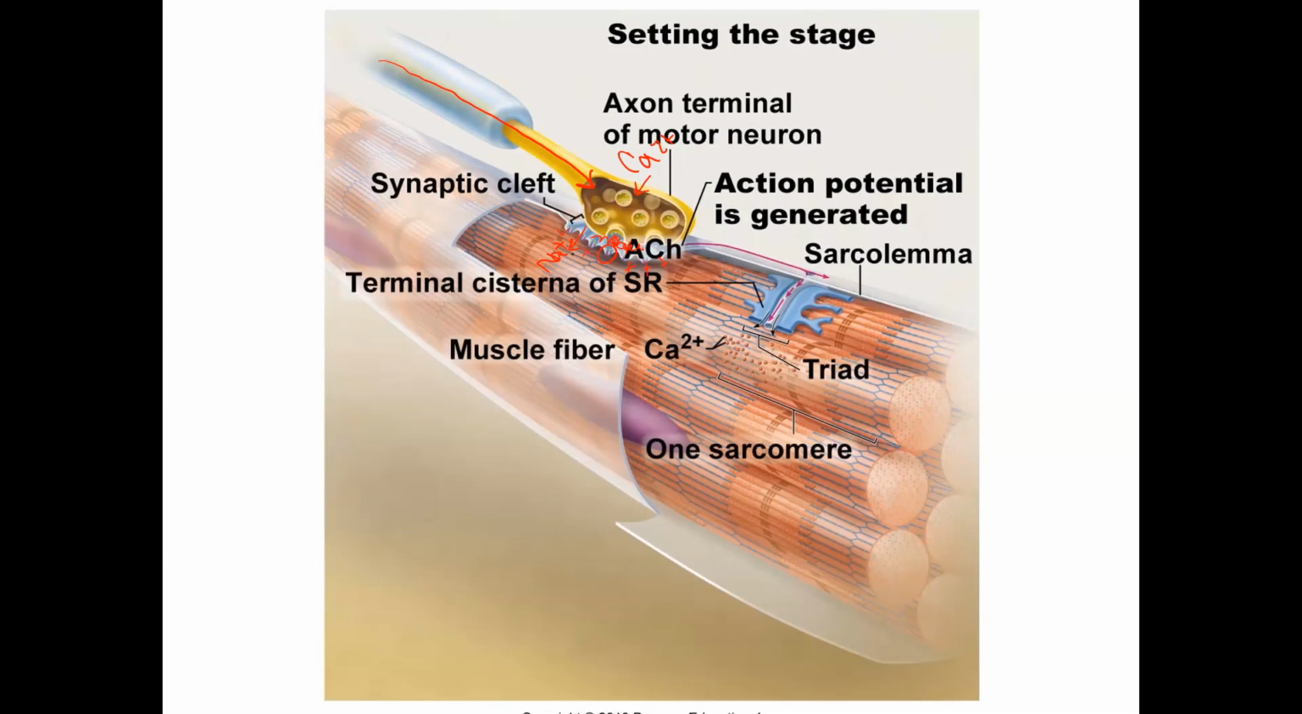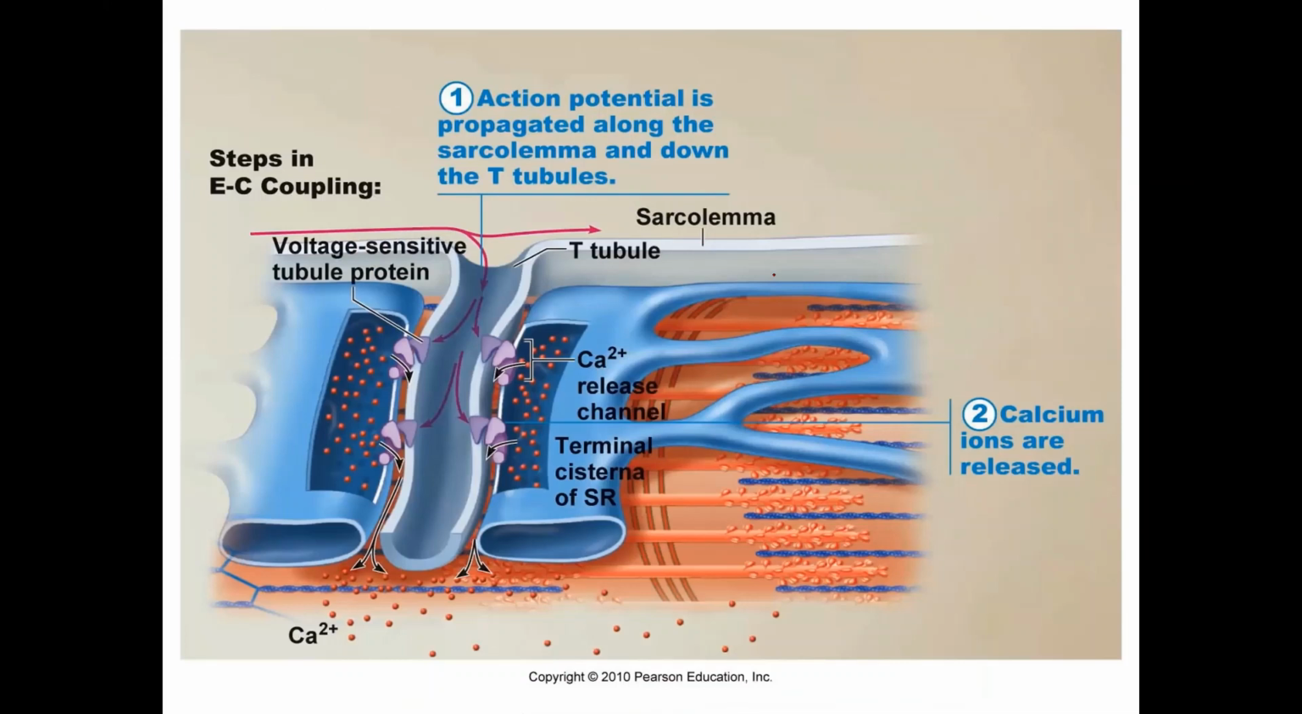Initially, that happens only at the motor end plate. If it depolarizes enough to hit threshold, which is -50 to 55, we get an action potential, which is going to spread. And they show you this purple line right here. It's going to spread down the sarcolemma and down the T-tubules. Now, once it hits the T-tubules, and this image right here is just a T-tubule with the terminal cisternae blown up really big, so you can see it. So once that action potential, you can see right here, hits the T-tubules, that causes the terminal cisternae to release calcium. That's all these little red dots in here. That's calcium. So now you can see the calcium is coming out and it's flooding that muscle cell.